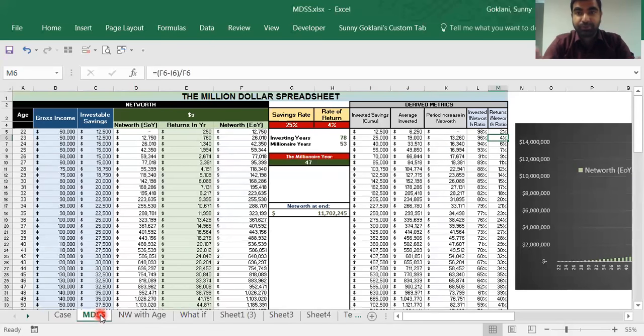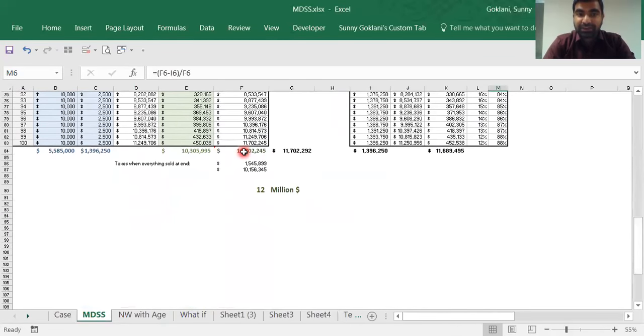I think everyone should put this sheet together to understand from their own profile how their life and net worth would look like. Two warnings. First of all, we have not considered tax implications. At the end of the sheet, I have added what the net worth would be after everything is sold at the end. So that's at 15% long-term gains.